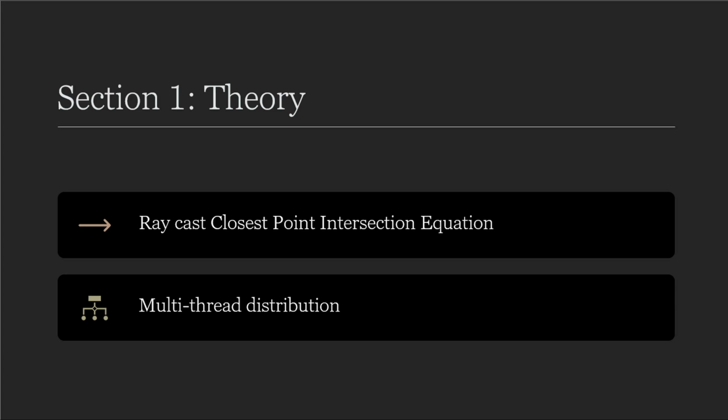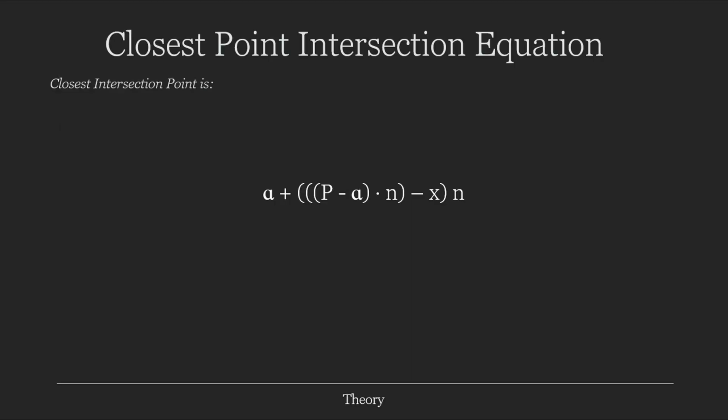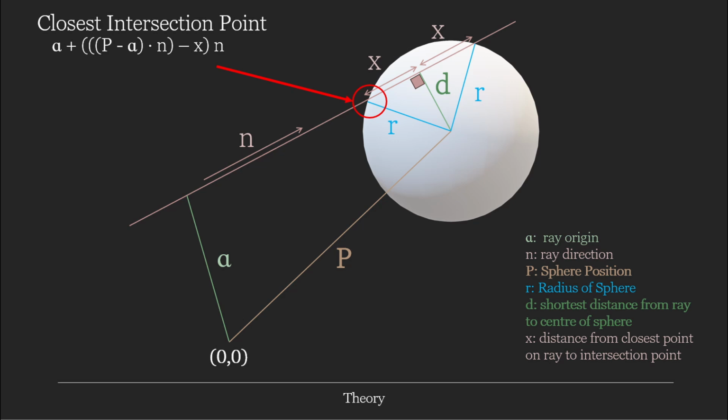multi-thread distribution. So this is the closest point intersection equation, which I use to help render my spheres onto the screen. On the next slide, you'll have a visual graph to help me explain how this equation works. Simply, we get the dot product of the vector from the ray's origin to the sphere center and the ray's direction. We then subtract the distance from the closest point of the ray to the intersection point, and then multiply all this by the ray's direction to convert to a vector. We then add in the displacement from the ray's origin. This equation will be what my program uses to help render the spheres to the screen.